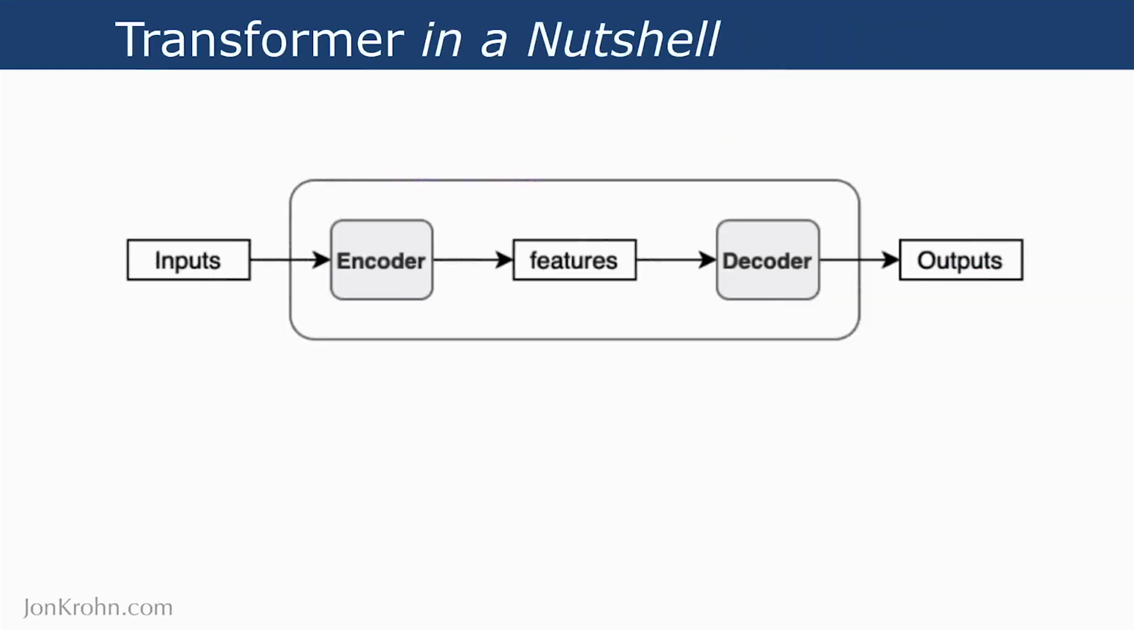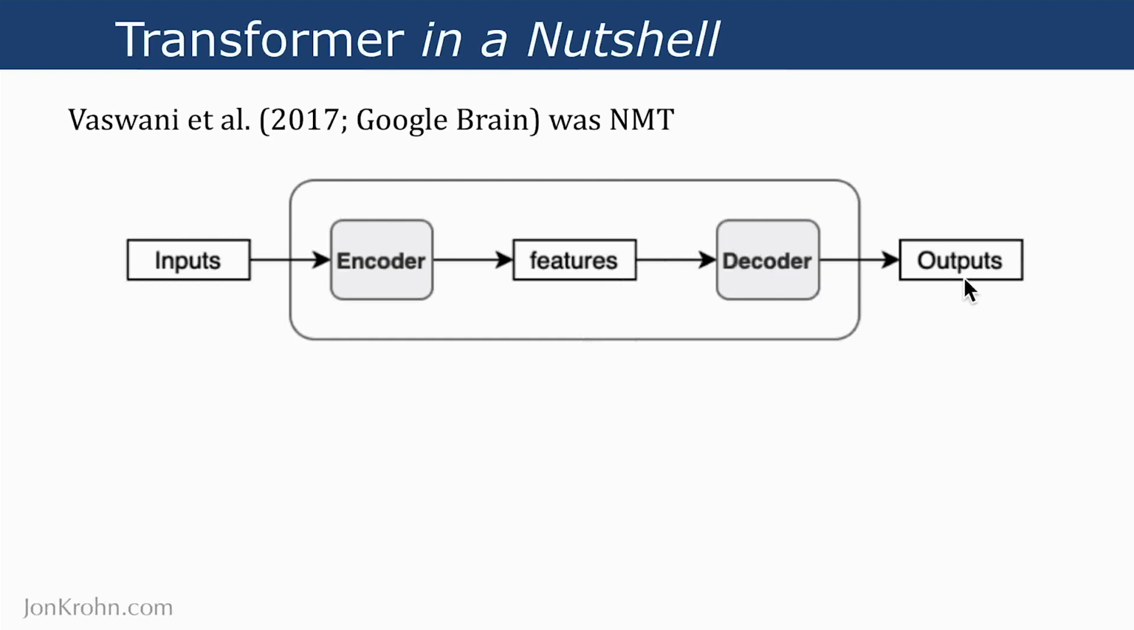What is a transformer? We don't have time to go into a huge amount of detail on it, but broadly, it follows this structure that you see here. You have inputs, and those inputs get encoded into a feature layer. You have these abstracted embeddings in this feature layer, and then those embeddings can be decoded, and you get some outputs. The first transformer paper from 2017 from the Google Brain team was about neural machine translation.